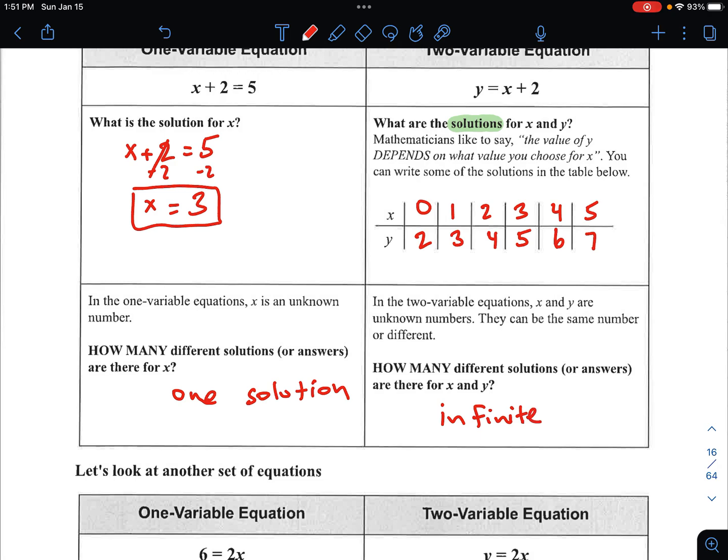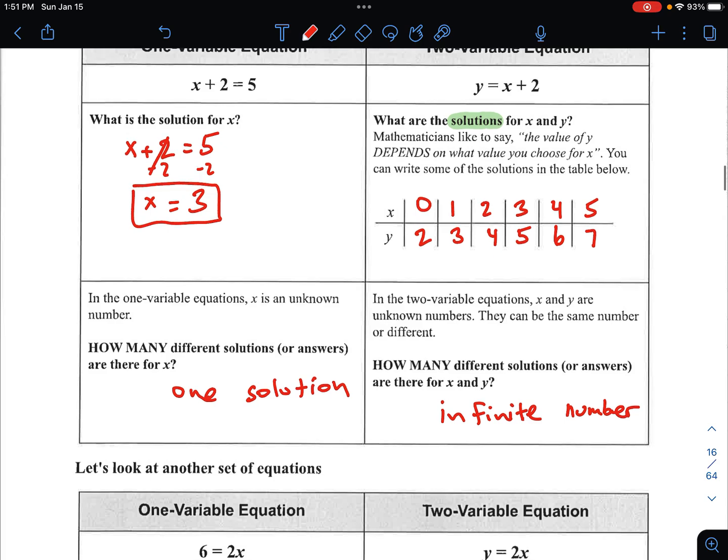An infinite number of solutions for x and y. Because whatever I choose, if I choose a number for x, I'm going to get a solution for y.